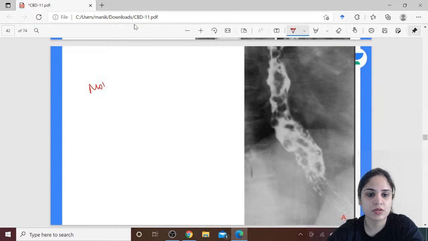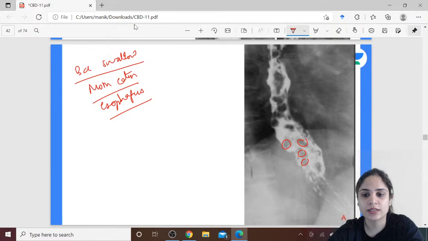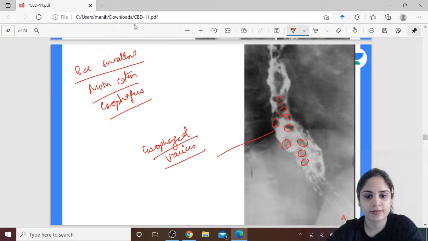Yes, very good. This is called moth-eaten esophagus. And in which condition do we see this moth-eaten esophagus? Again, this is a barium swallow only. Not CMV esophagitis. The filling defects that you see over here are because of dilated esophageal veins. So this is because of dilated esophageal varices that you are seeing the multiple filling defects. So this is seen in case of esophageal varices.